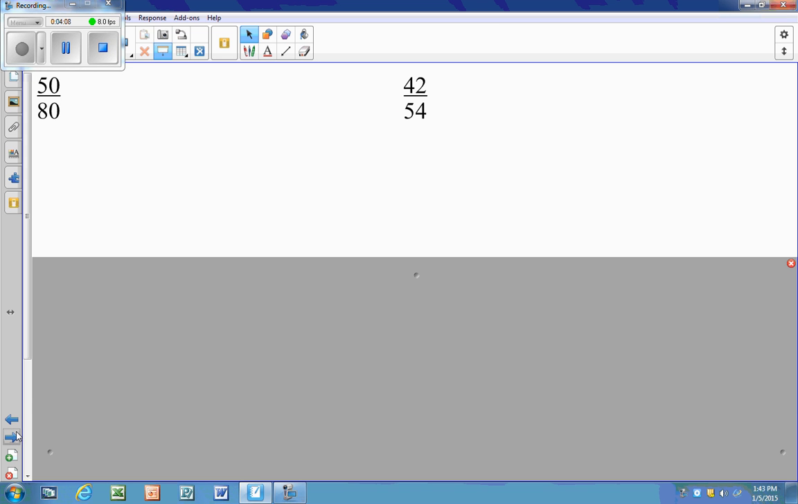So now we're going to take our information that we have, and we're going to practice reducing. So I'm going to look at these two numbers right here, 50 and 80. I'm going to think of numbers that I can divide them by, some factors, and I know they both end in 0, so I can divide them both by 10. And I get 5/8.